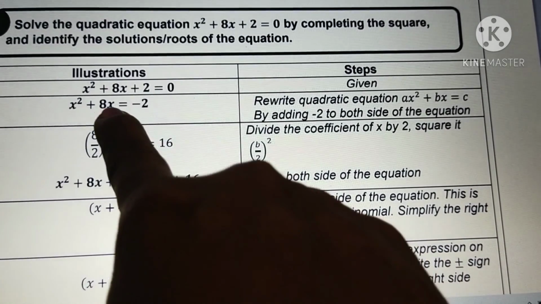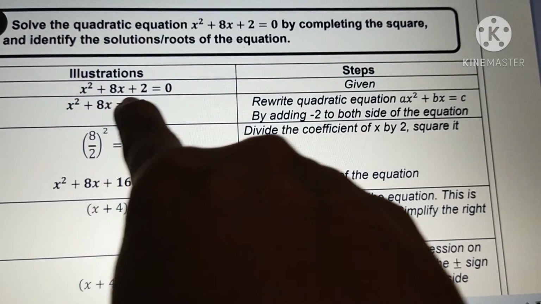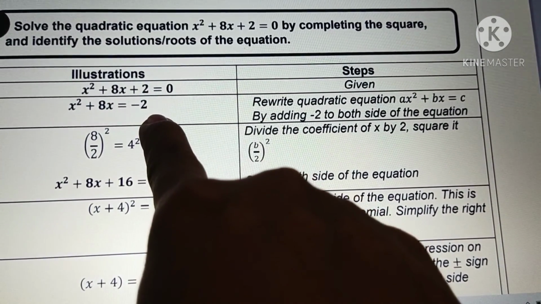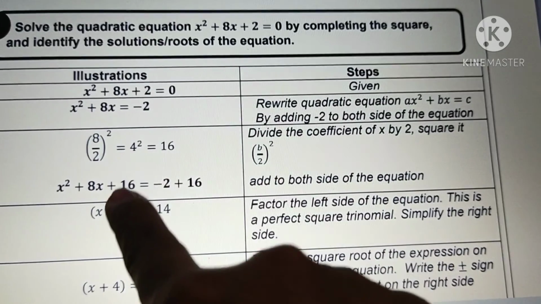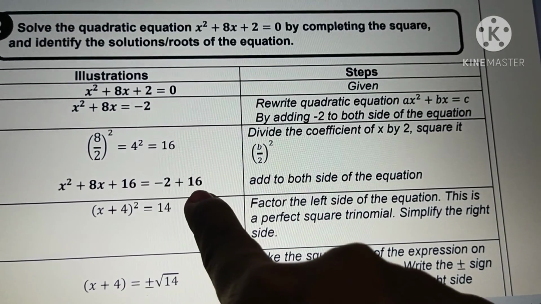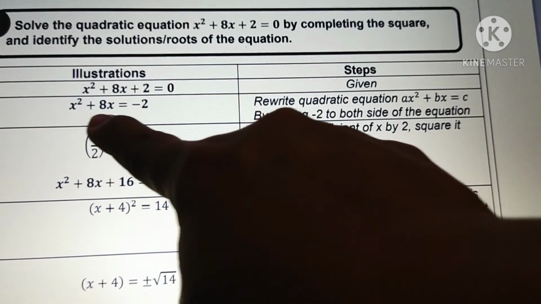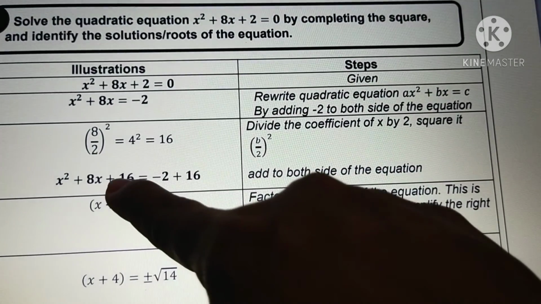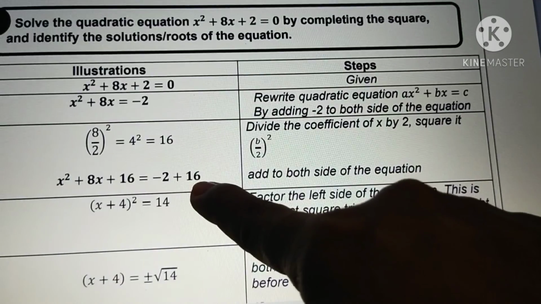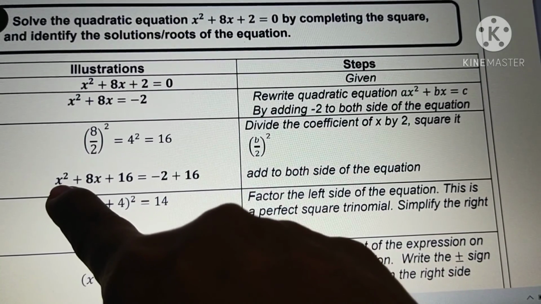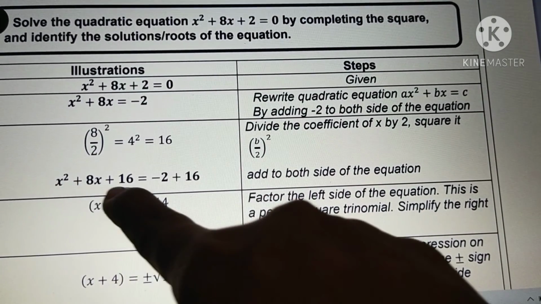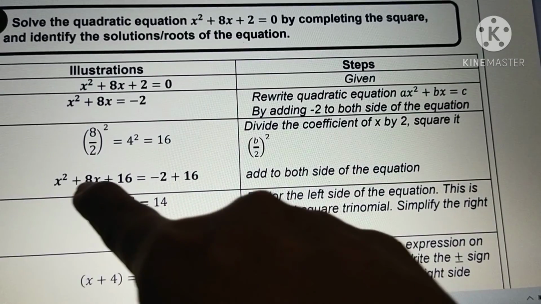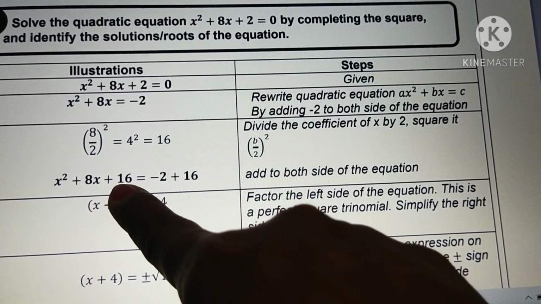So, ang i-add natin both sides na ha, kasi meron na isa sa kabila. So, yung kanina wala pa. So, we will add 16 both sides. From here, magiging ganito siya, kasi nag-add tayo ng 16 both sides. From here, this will become now a perfect square trinomial. Okay, perfect square trinomial na yan.